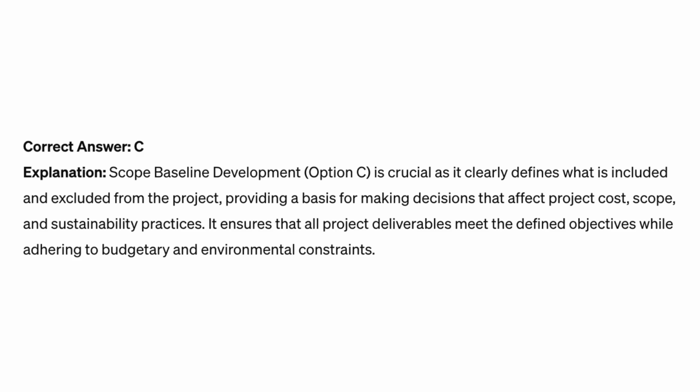Correct answer C. Explanation: scope baseline development, option C, is crucial as it clearly defines what is included and excluded from the project, providing a basis for making decisions that affect project cost, scope, and sustainability practices. It ensures that all project deliverables meet the defined objectives while adhering to budgetary and environmental constraints.